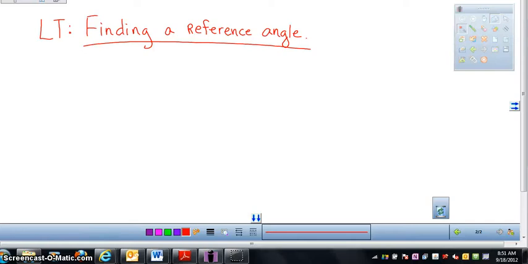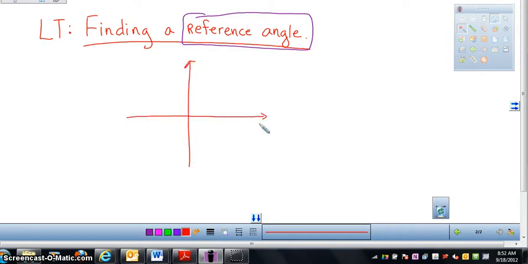Okay, we have a very, very quick learning target, and it's one of those things that comes in handy a lot in this class. It's called finding a reference angle. And the first thing you're going to have to do, you want to write this down in your notes, what a reference angle is. I'm going to draw a picture of it so you have a visual definition, and we'll actually write the definition.